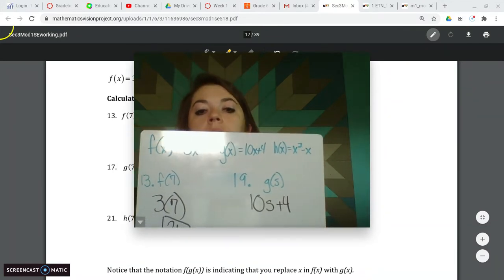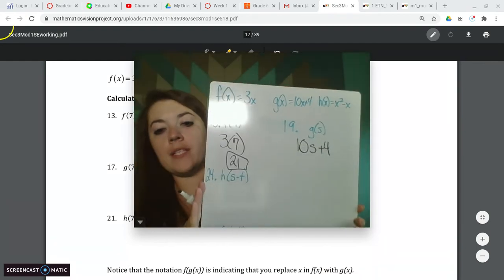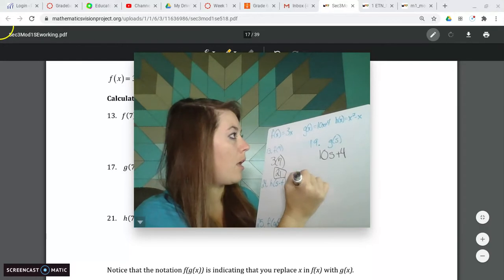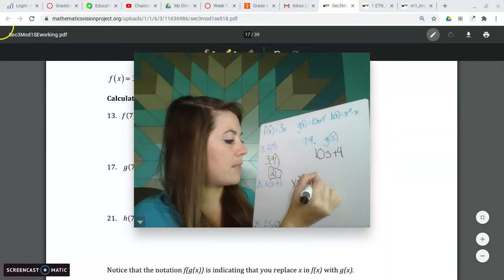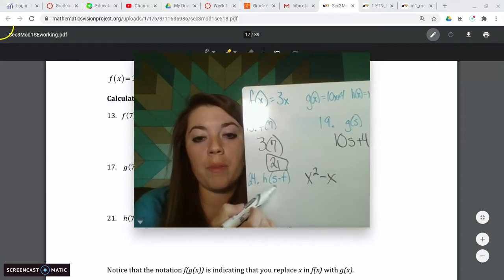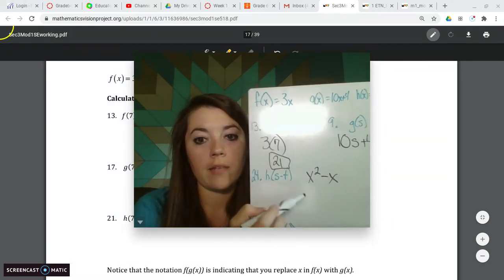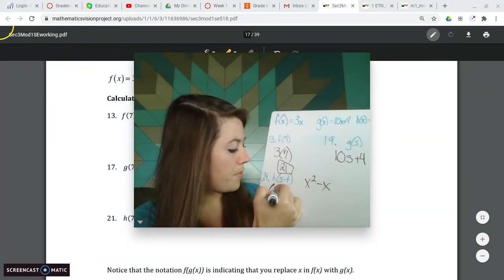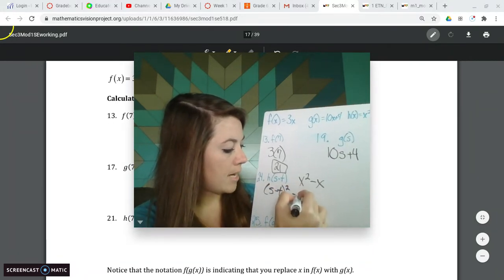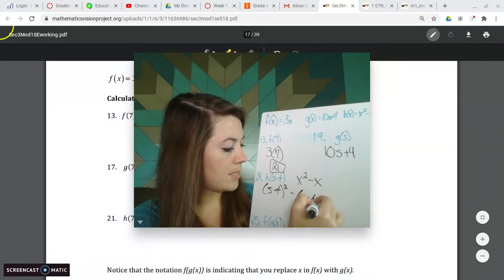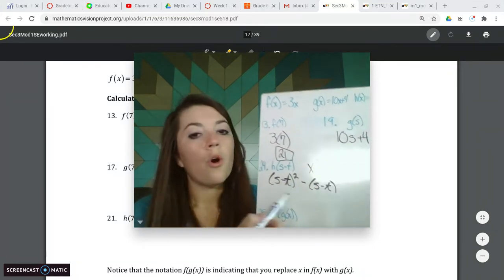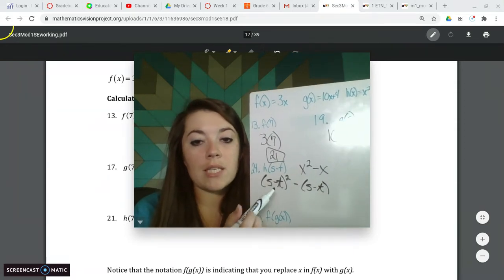All right, and 24. I'm going to rewrite that h of x function so we can see it a little better: x squared minus x. So we have the function x squared minus x, and we're plugging s minus t into that. So parentheses, s minus t, squared, minus, parentheses, s minus t. There we go. So we have to square this, which means, guess what?